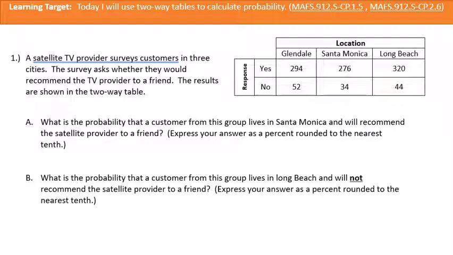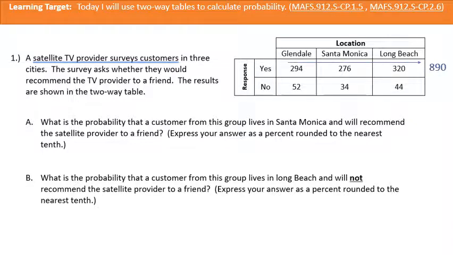What is the probability that a customer from this group lives in Santa Monica and will recommend the satellite provider to a friend? Express your answer as a percent rounded to the nearest tenth. Whenever I see a two-way table like this, I take a minute before I jump into the actual problem to look at the table itself and figure out what's going on. So what I want to do is figure out how many people total took this survey. There's a couple ways to do it, but the way I always do it to make sure that I'm doing it right is I find my totals.